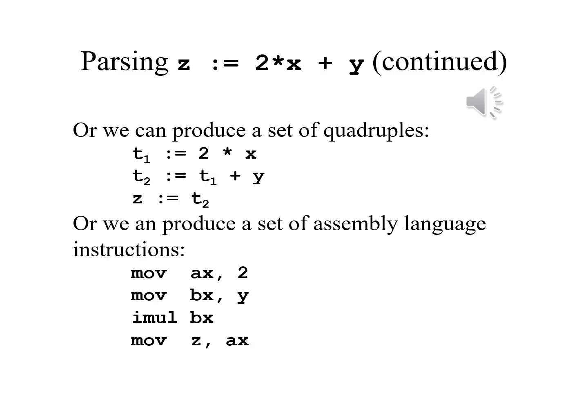Instead of producing an abstract syntax tree, or from the abstract syntax tree, we can produce a set of quadruples. T1 is set equal to 2 times x. T2 is set equal to T1 plus y. Z is set equal to T2. T1 and T2, obviously in this case, are temporary variables that we are using to hold our intermediate results.